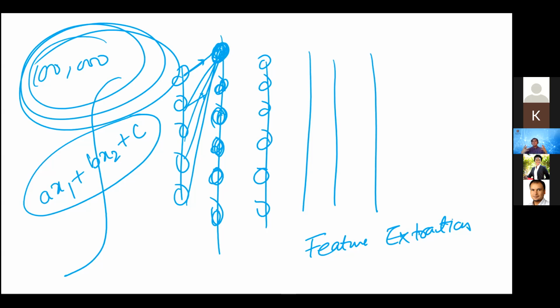Okay, so why are neural networks popular? Because they can do automated feature extraction. They can only do automated feature extraction when you give them a lot of samples.